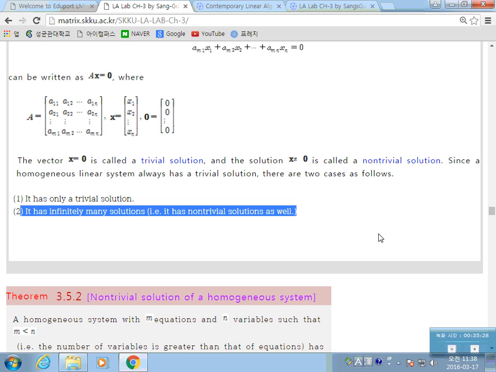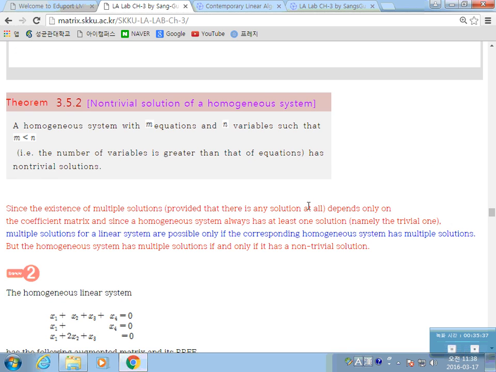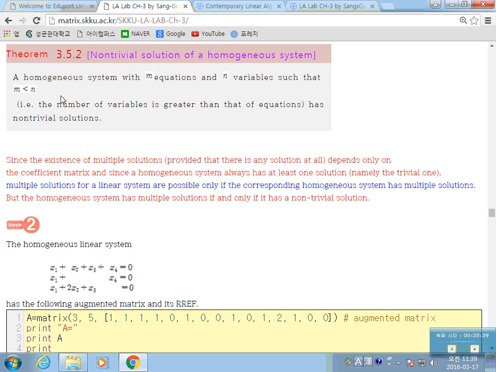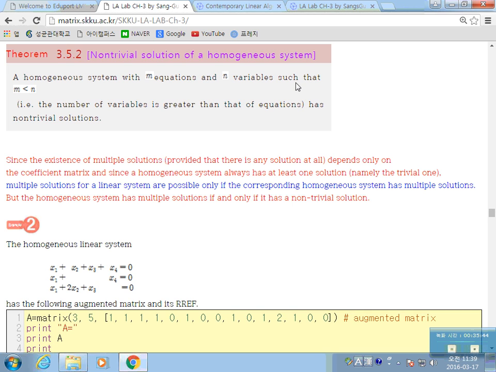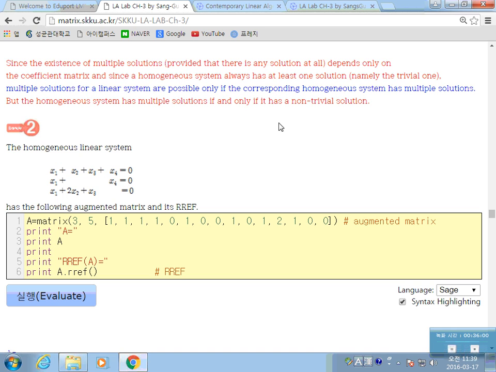Because there is no case where it has no solution. It always has a solution. So whether it has a unique solution or infinitely many solutions, those are the only cases. Non-trivial solution of a homogeneous system. Consider a homogeneous system with m equations and n variables such that m is less than n. We have more variables than the number of equations. Then what happens? The number of variables is greater than that of equations. In that case, it always has a non-trivial solution, like this.